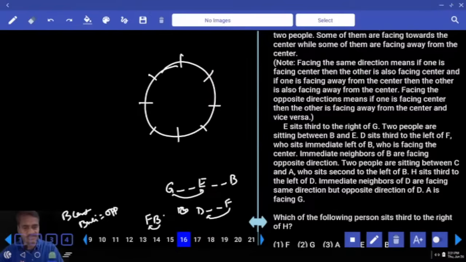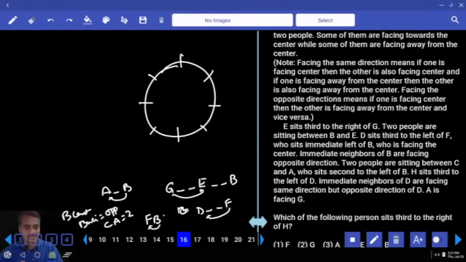And 2 people between C and A. Now in between C and A, how many people? There are exactly 2 people. Now A sits second to the left of B. A is seated second to the left of whom? A is seated second to the left of B. Now B is facing the center.